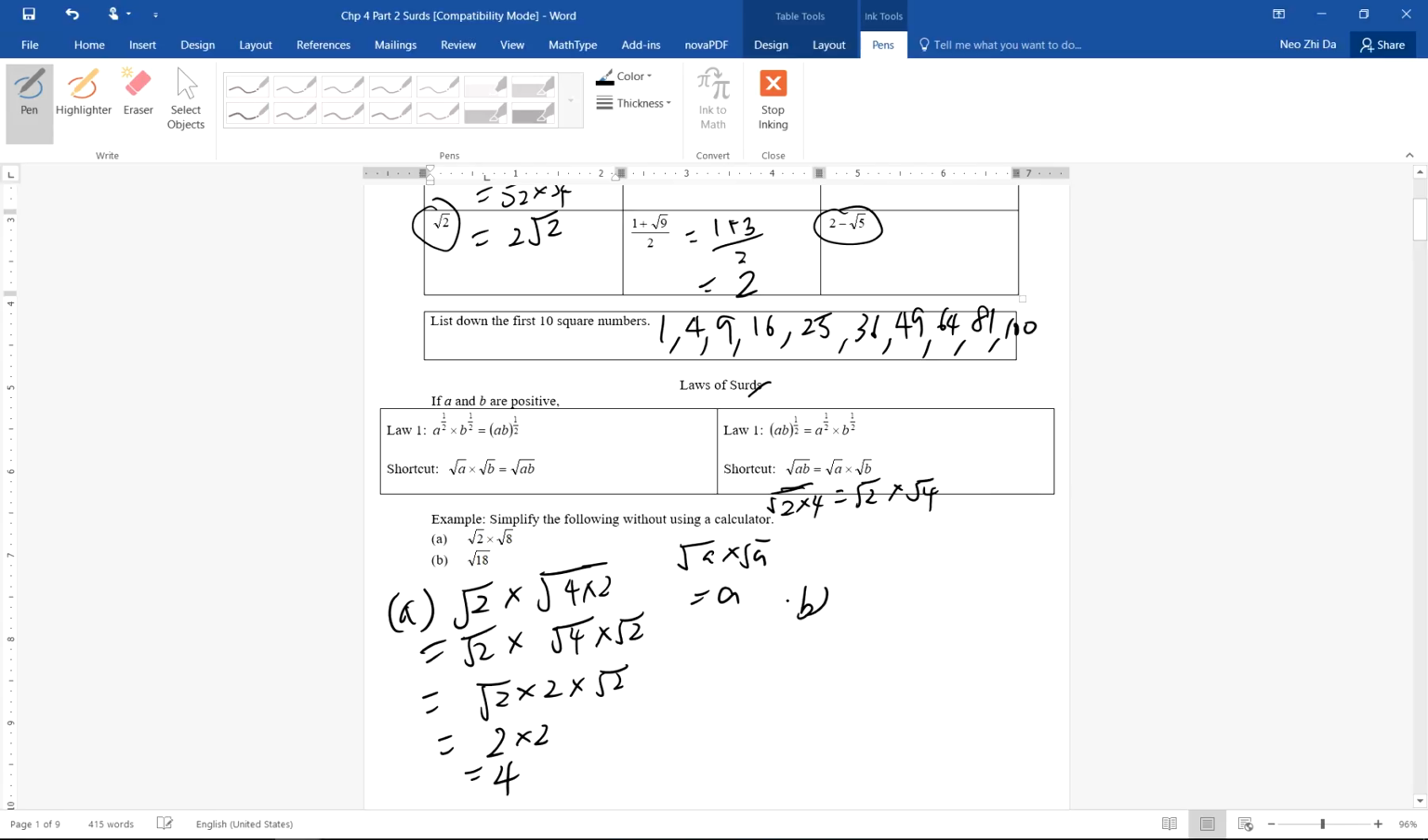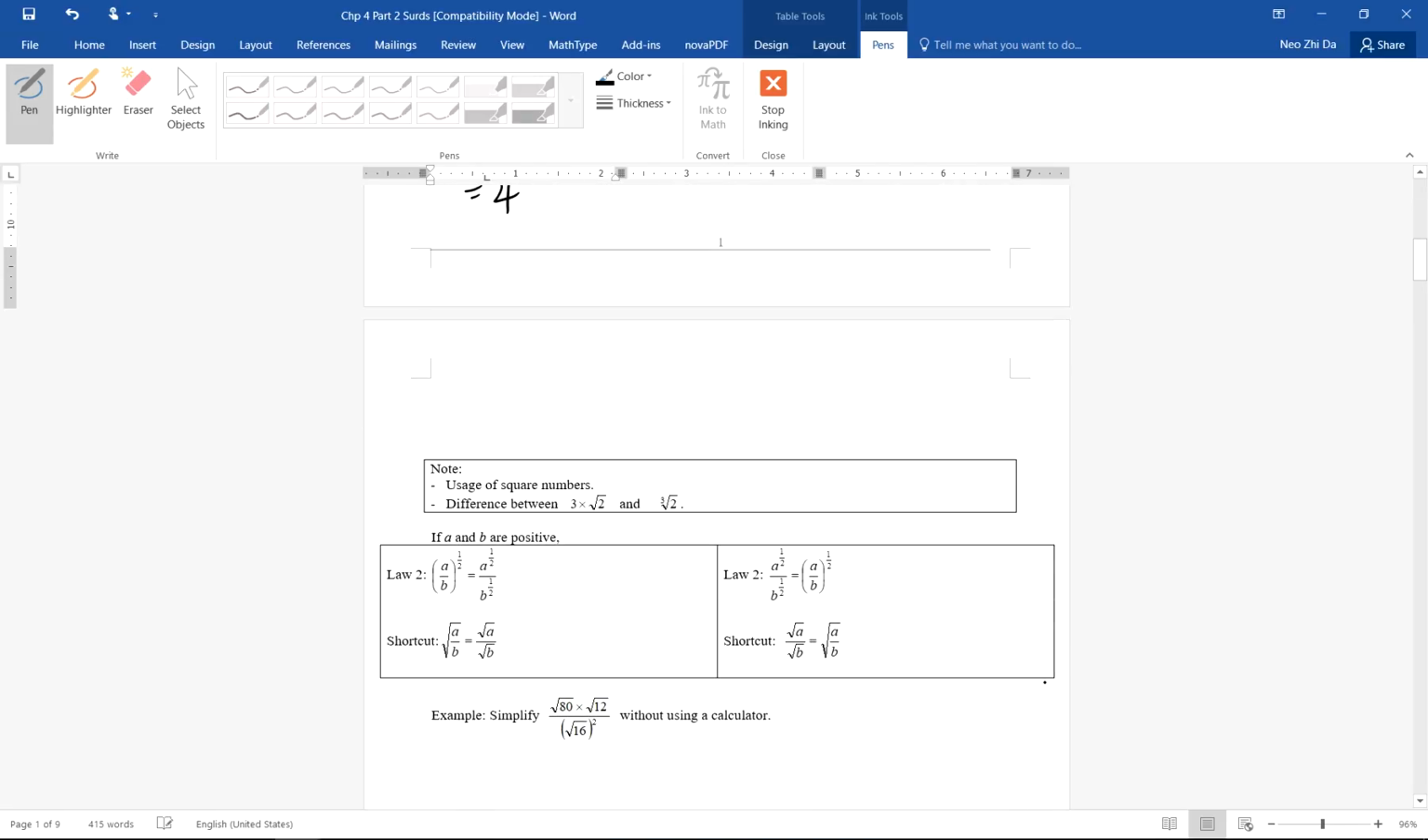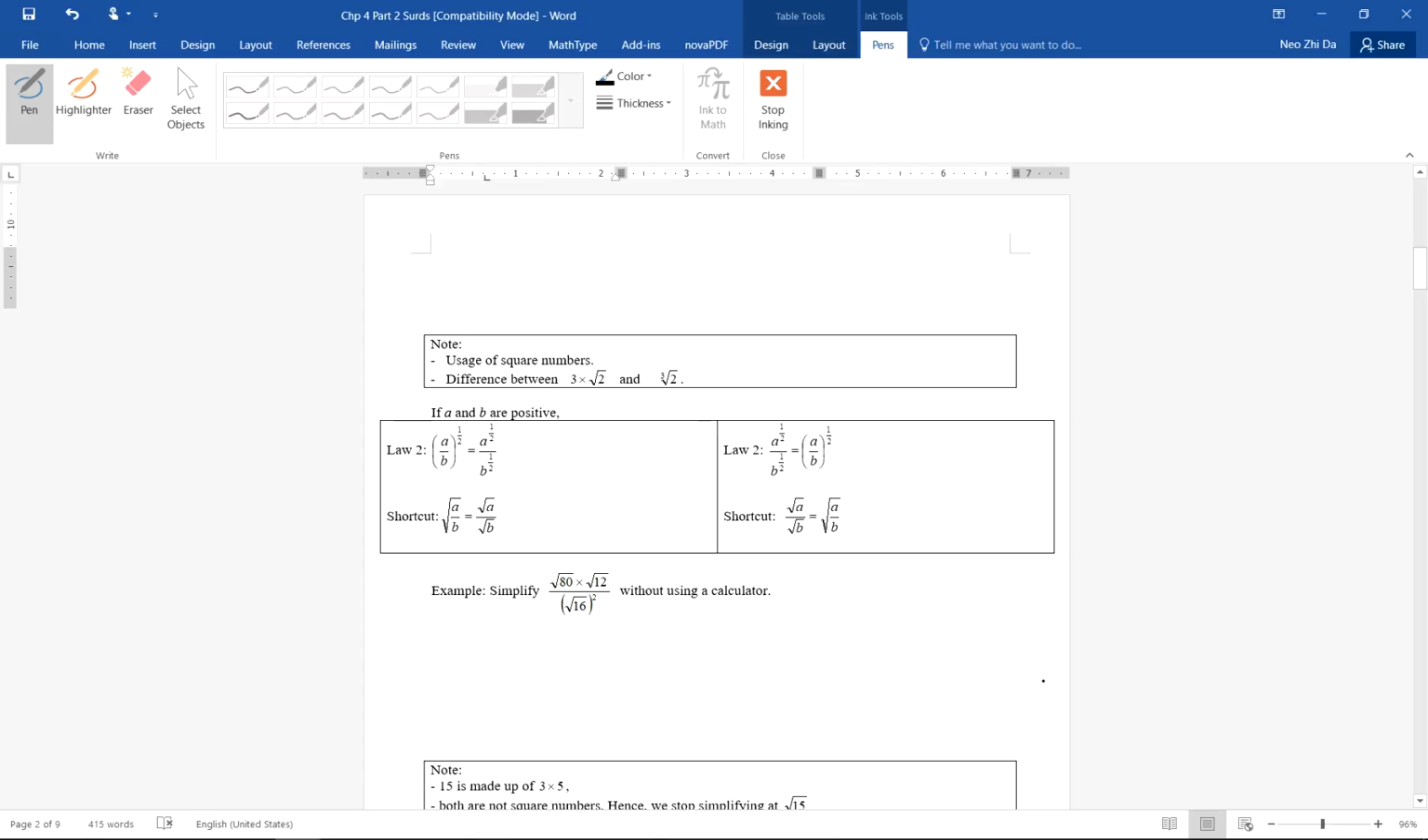Okay, for B, square root 18. So 18 can be broken down into, by now you should know that you are looking for square numbers. So what's the square number that you should choose for 18? You should choose 9. So it can be broken down as 3 square root 2. Okay, move down. Note, you should use square numbers.